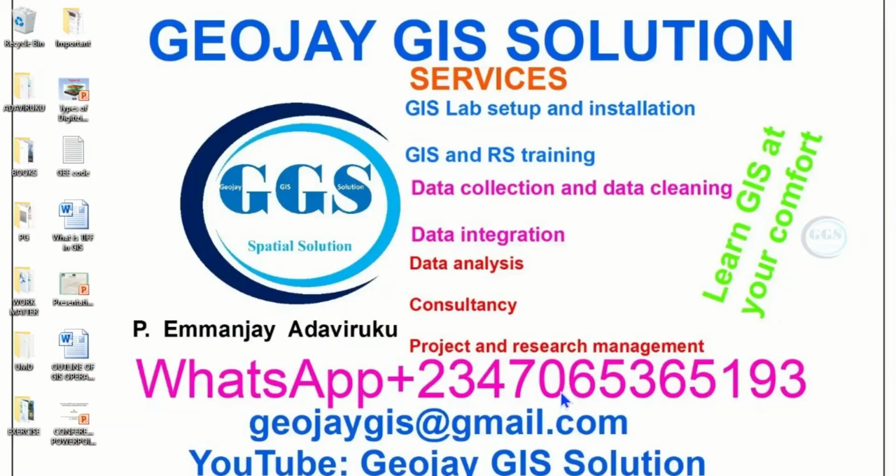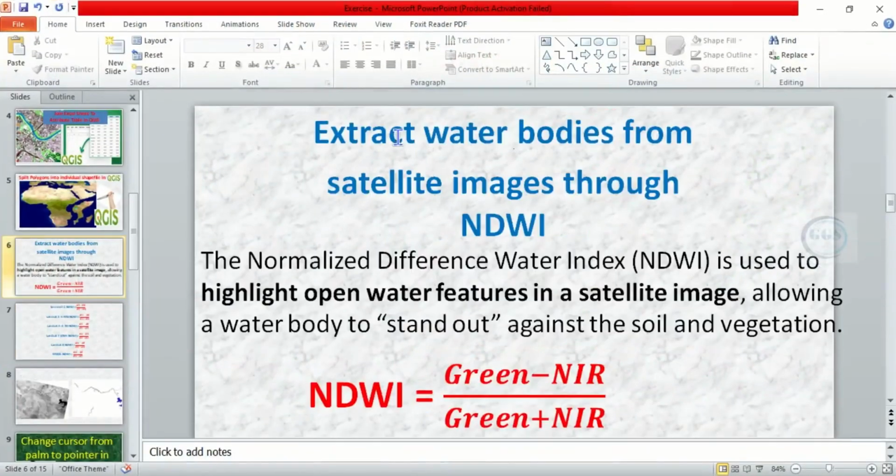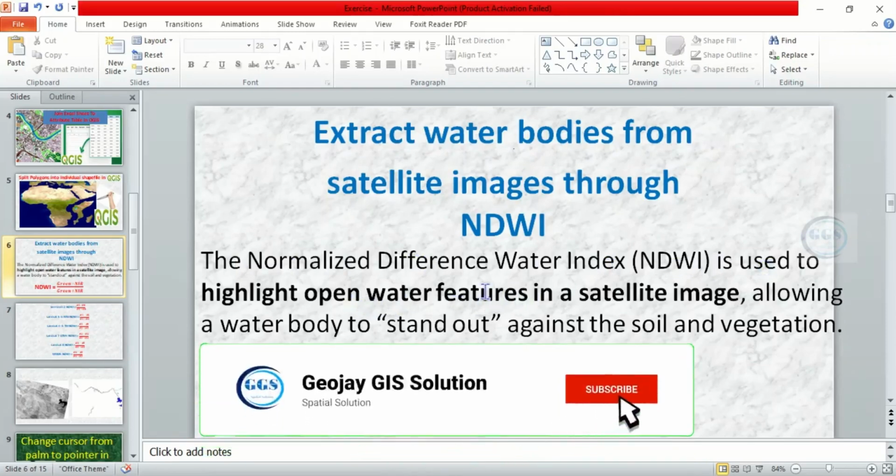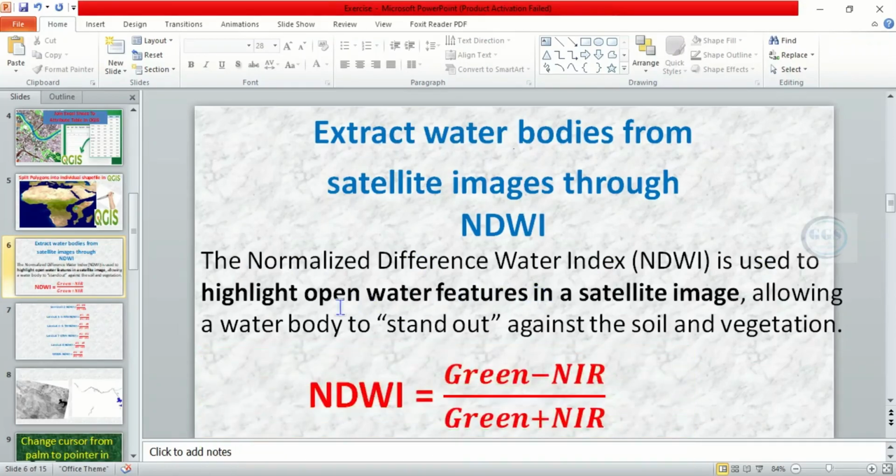I am Emanje Adaviruku. Today I want to show you how to extract water bodies from satellite images through NDWI. NDWI stands for the Normalized Difference Water Index, and it is used to highlight open water features in satellite images, allowing a water body to stand out against soil and vegetation. The formula for calculating NDWI is green minus near infrared all over green plus near infrared.